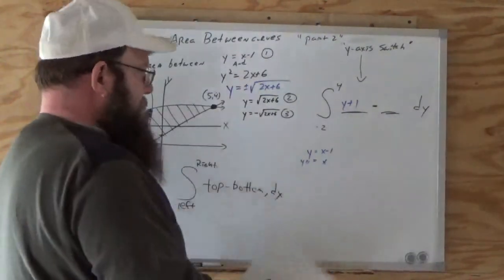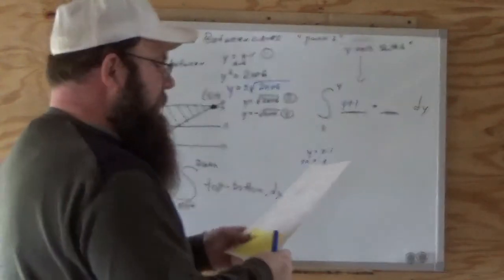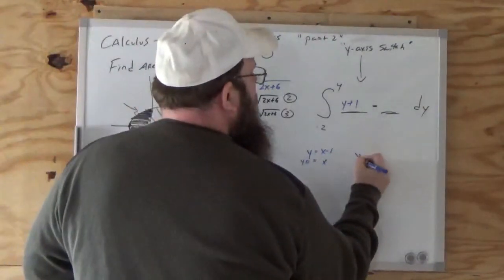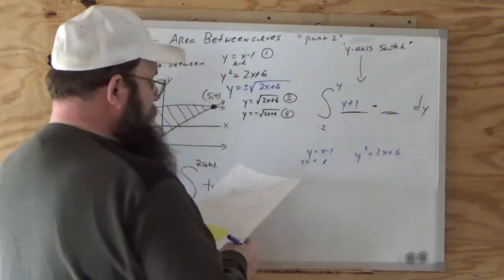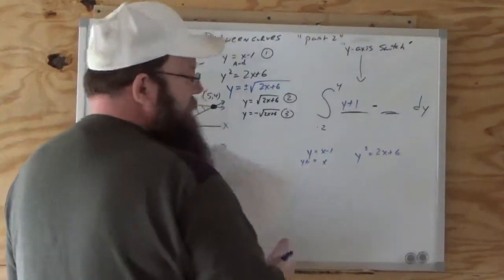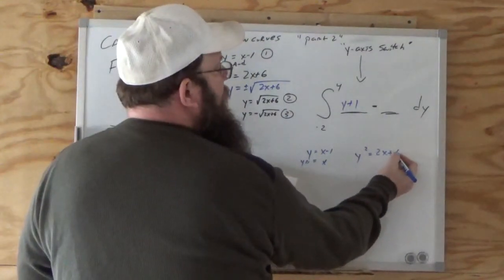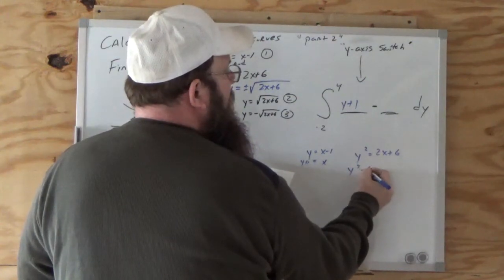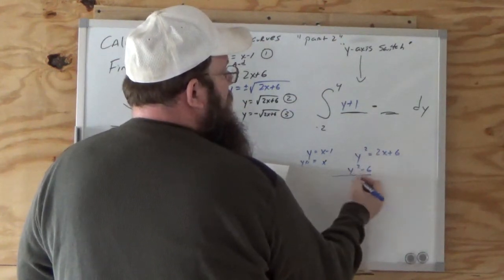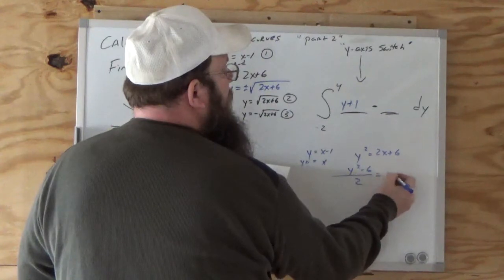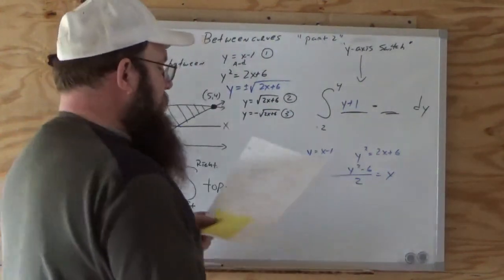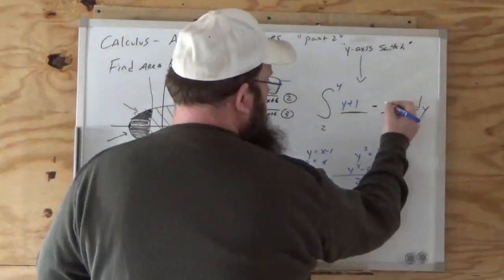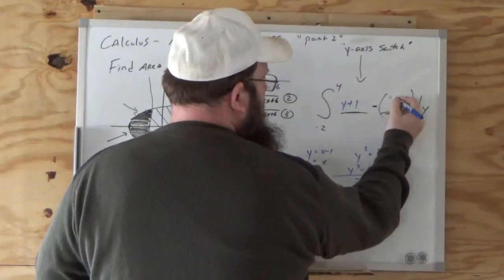Y squared equals 2x plus 6. Let's solve that for x. Well, that's simple. Bring the 6 over. Divide by 2. All of you can do that because you're all awesome. Boom, there it is. Y squared minus 6 over 2. Put in a parenthesis.